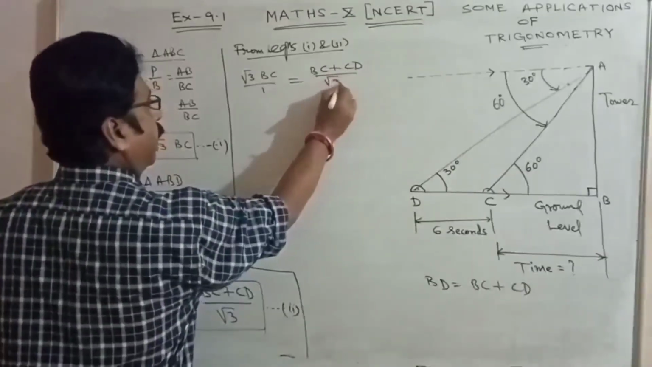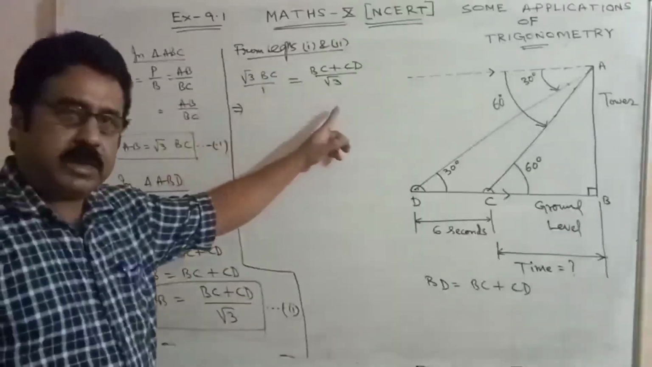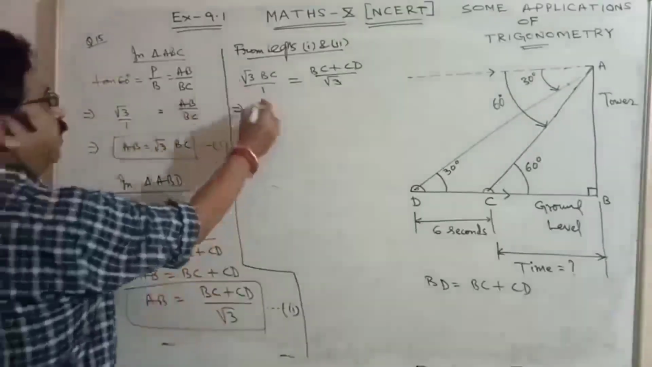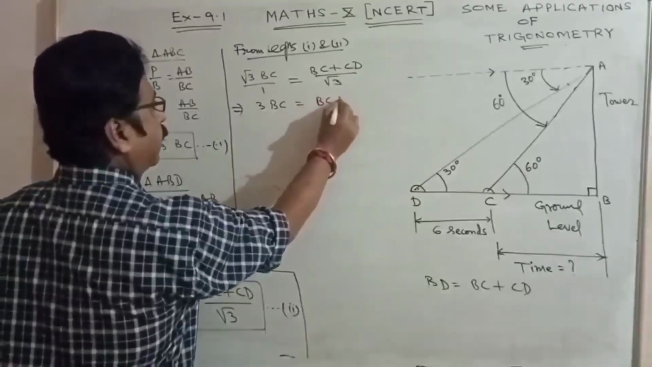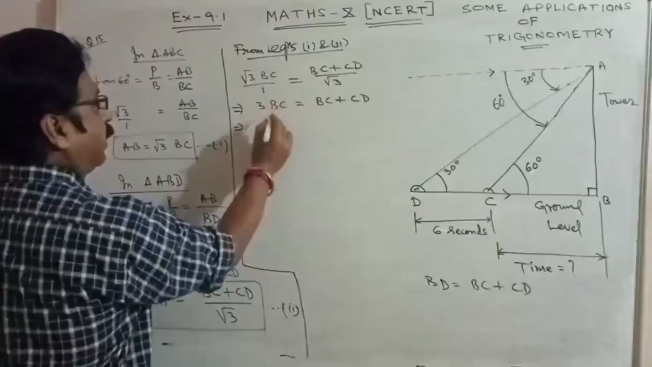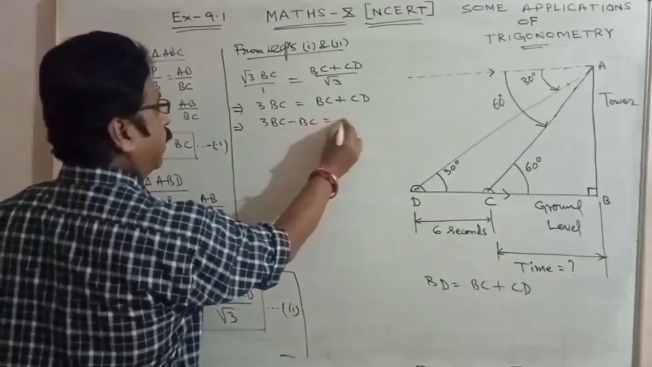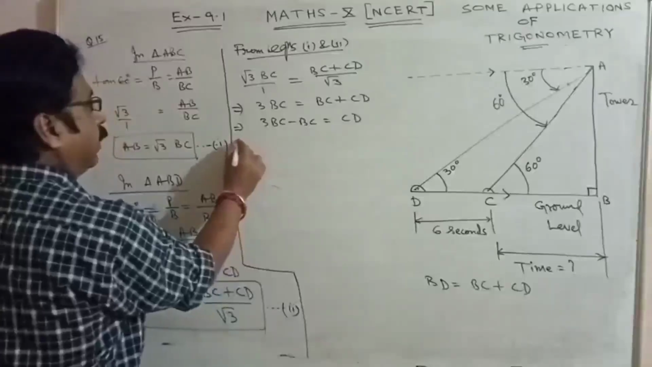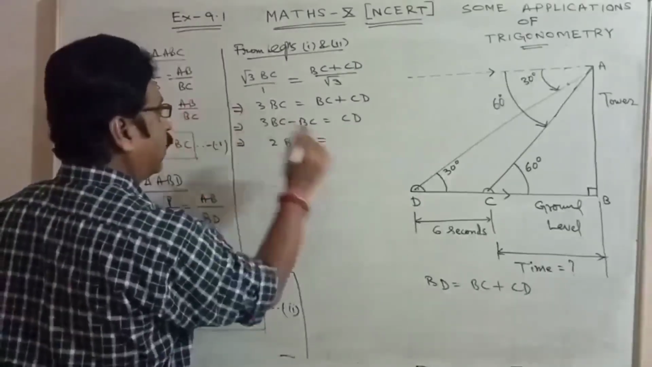upon root 3. Cross multiplication, root 3 into root 3 is 3. 3 BC equals to BC plus CD. 3 BC minus BC equals to CD. 2 BC equals to CD.